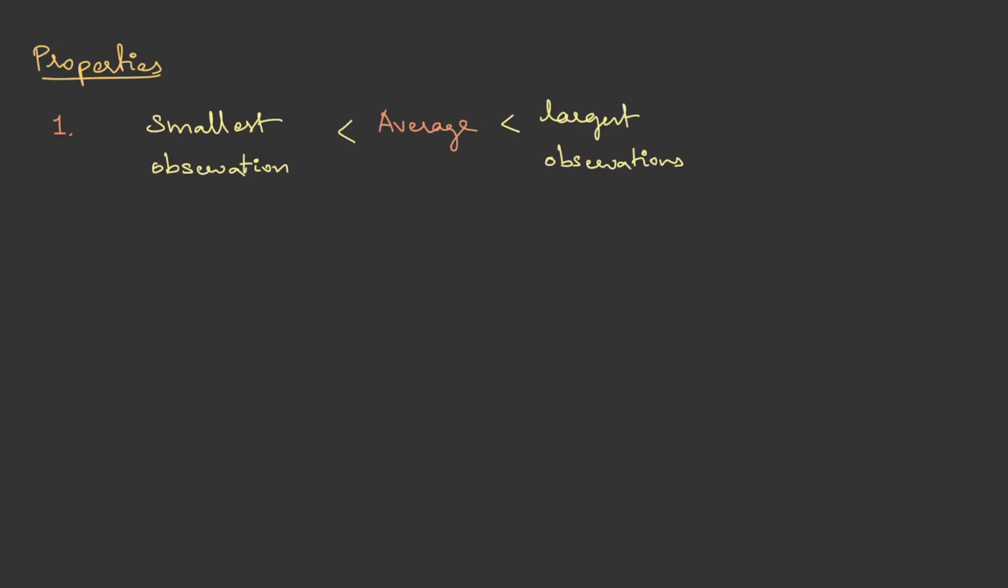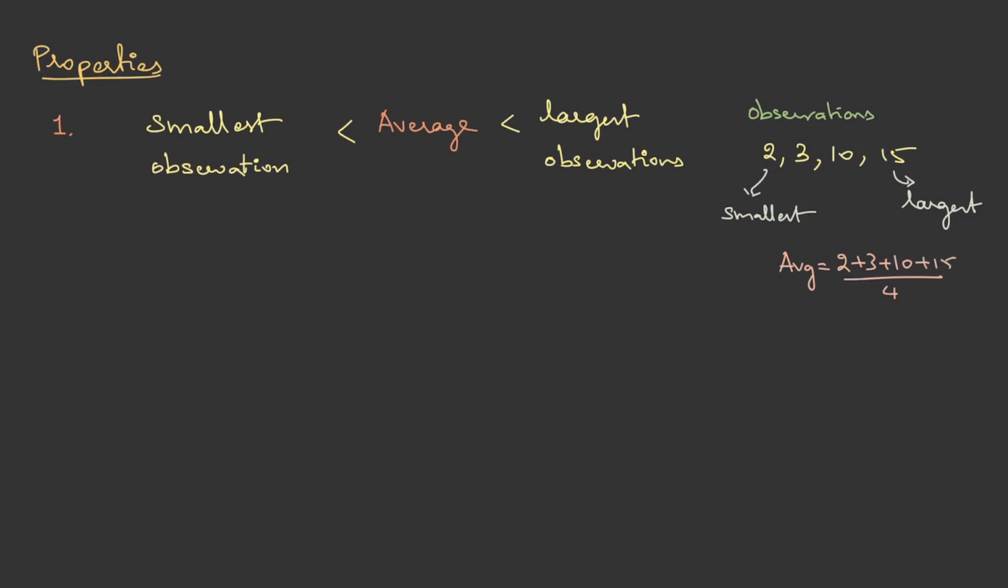Let's take an example to understand this. Let's say we have a few observations, that is 2, 3, 10 and 15. In this the smallest observation is 2 and 15 is the largest. And to calculate the average, we know average is sum of the observations. So 2 plus 3 plus 10 plus 15 and the number of observations is 4. When we do this, this is 7.5. And clearly 7.5 is greater than 2 and it is less than 15. That's what they mean by the first one.